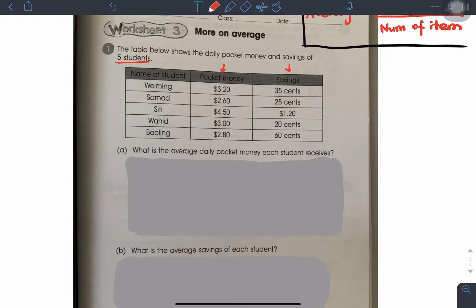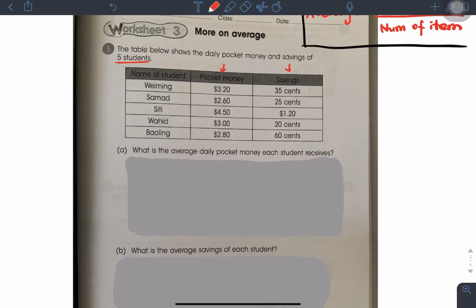Let's say Wei Ming has a pocket money of $3.20 and the saving is 35 cents. Samad, 2.6, saving is 25 cents. Siti is 4.5 and the saving is 1.20. Wahid is $3, saving is 20 cents, and the last one is $2.80. The saving is 60 cents.